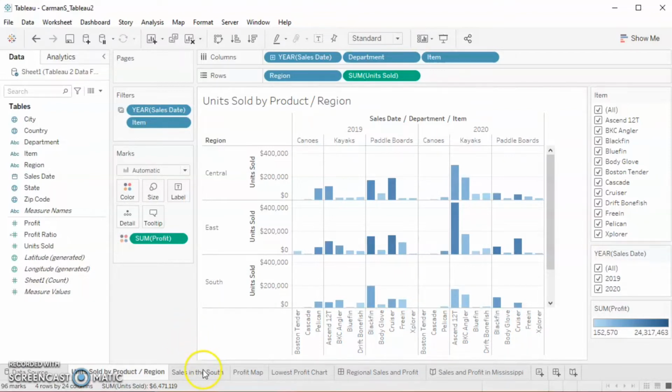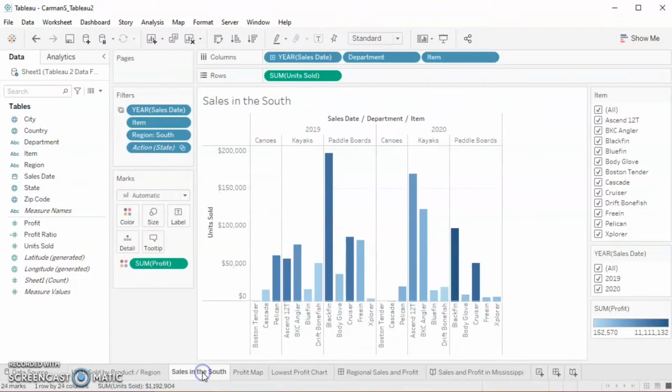With that said, I'll move on to my next worksheet, which is sales in the South, which I specifically chose because I noticed that the sales in the South were the lowest overall of the regions, so I focused on it because it seemed important. For example, you can see here that the Blackfin paddleboard sold the most units, but I'm more concerned about what sold the least, which is the Boston Tender, which only sold $290 in 2020.